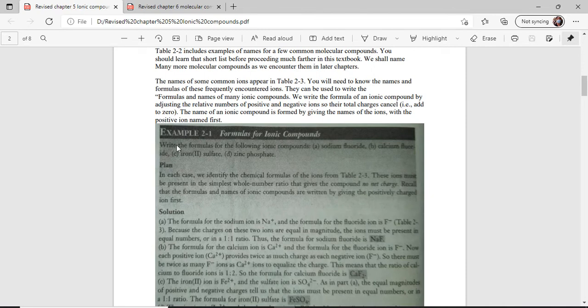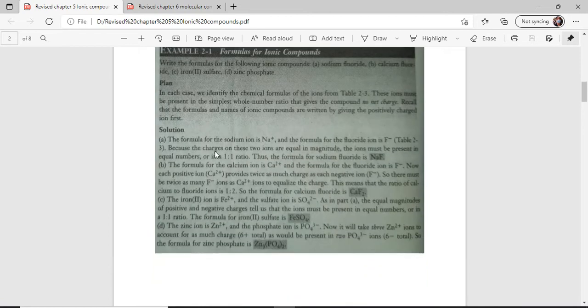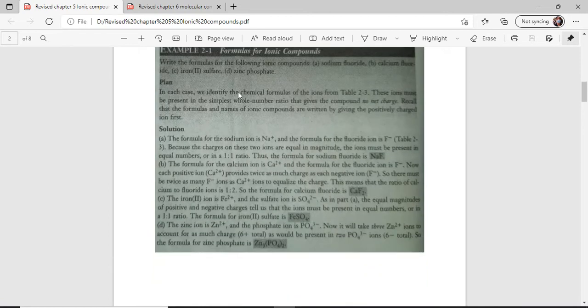Next, you have here an example of your formula for your ionic compounds. The question is: write the formula of the following ionic compounds. You have sodium fluoride, calcium fluoride, iron 2 sulfate, and also zinc phosphate. In each case, we need to identify the chemical formula of your ions in the table above. These ions must be present in the simplest whole number ratio that gives a compound no net charge. Recall that the formula and the names of ionic compounds are written with the positive charge ions first.